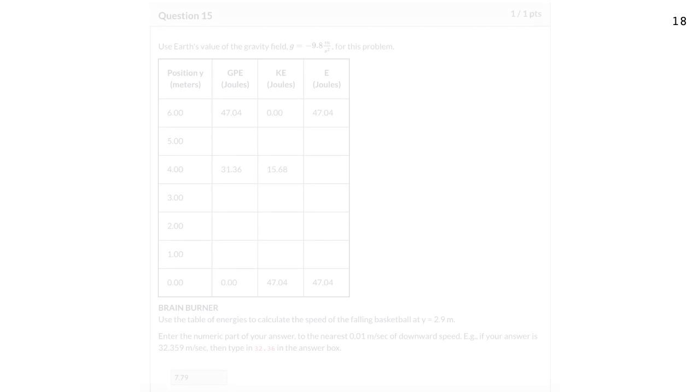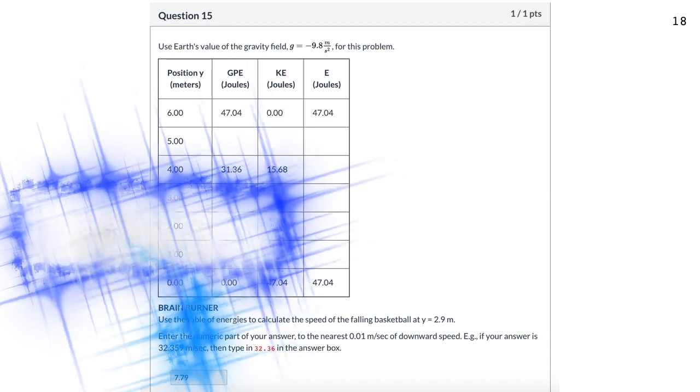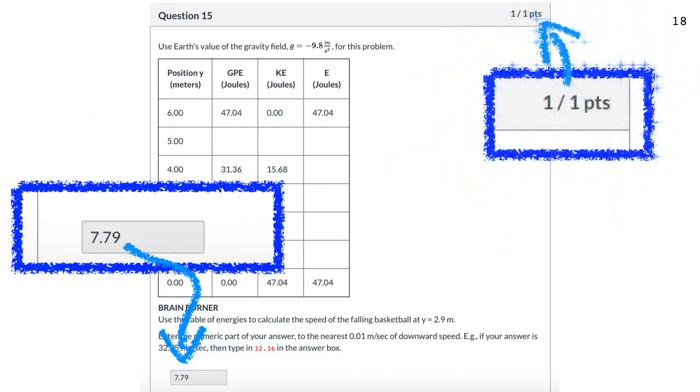All right. So the answer is 7.79, and if you don't believe me, just take a look at this. Here's the problem that we just did. Now, this is the brain burner, right? It's kind of hard to see, tiny letters. That's all right. I blew up this, there it is, and up there, 1 out of 1. So that means we got it. All right, so this is how you do it.